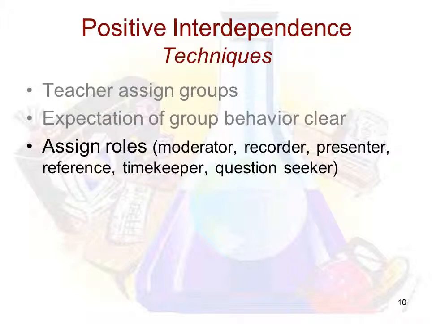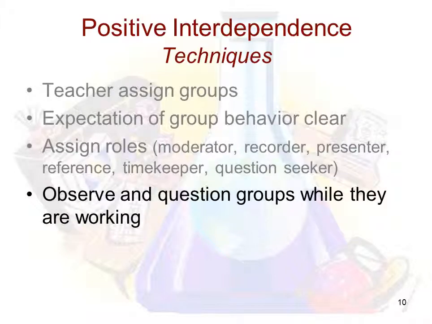Assign roles. You want each person in the group to have a particular function or a particular role. For an example, you have a recorder, a presenter, a timekeeper, a question seeker. This is a very useful role, the question seeker. Only one student from the group can call the teacher over to ask a question. What this does is forces people in the group to communicate with each other first before calling the teacher. And 9 out of 10 times, they'll be able to answer their own question.